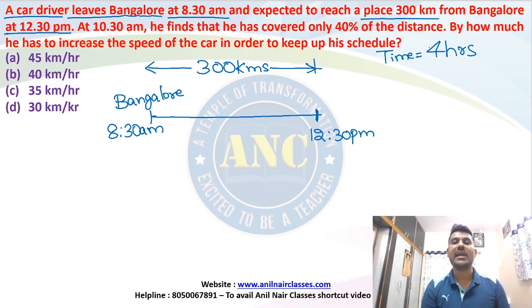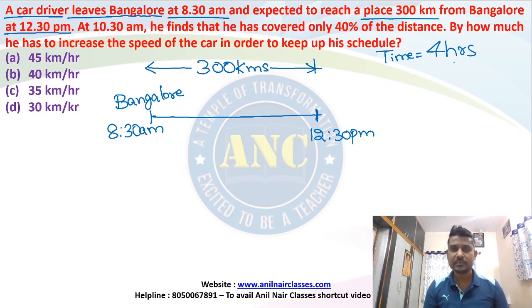Time for which the driver has to travel is from 8:30 a.m. till 12:30 p.m. He needs to travel for 4 hours and he needs to cover a distance of 300 kilometers. That means if he is not taking any break and is going at his usual speed, then to cover 300 kilometers he will take 4 hours. So his usual speed will be 300 divided by 4, which is 75 kilometers per hour. That is his usual speed.